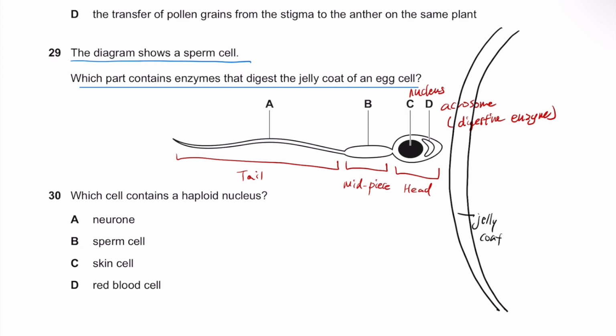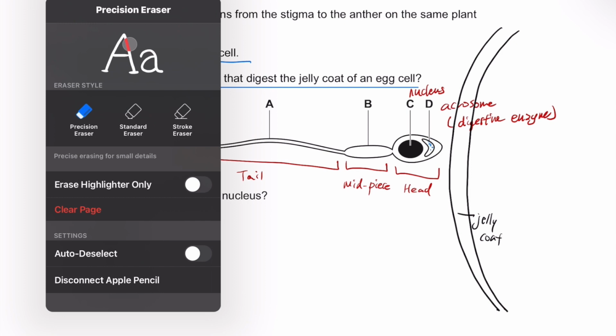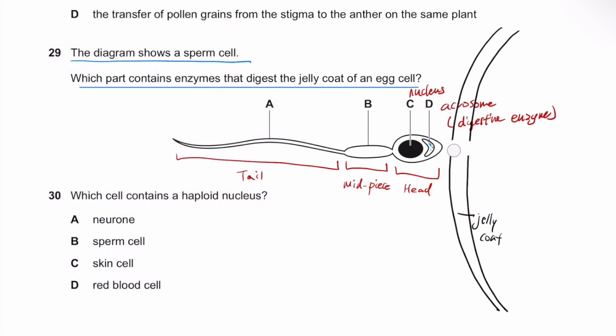With the egg. So the enzymes inside the acrosome, they dissolve the jelly coat, and then they insert the nucleus into the egg, and that process is called fertilization. So for this question, the answer should be D.